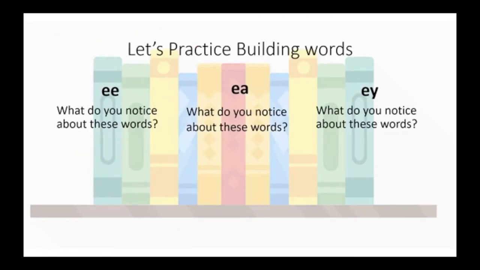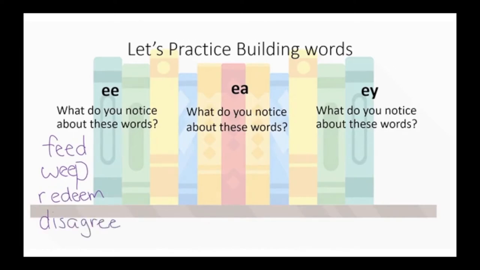Let's take some time to look together at the following combinations and figure out what we can notice about these words. We're going to be looking at EE, EA, and EY. Some words we can use are words like feed, weep, redeem, disagree, sheet.